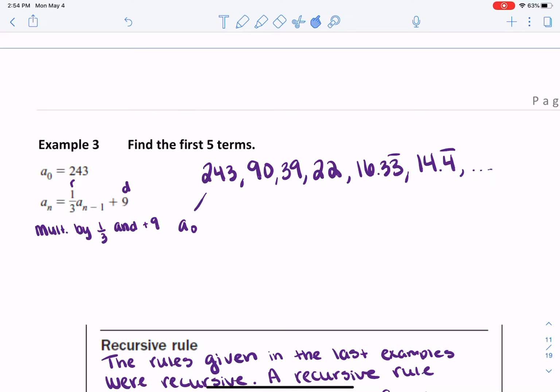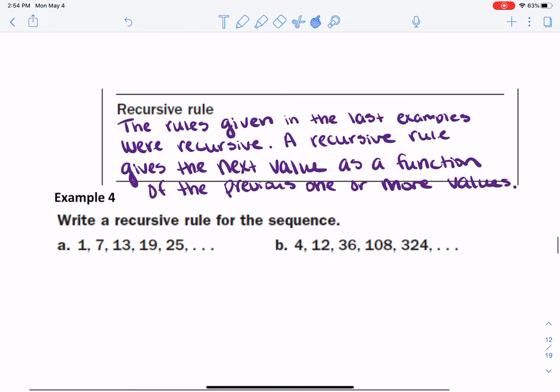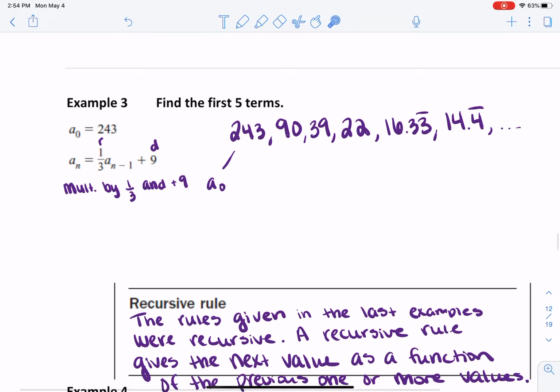So now we're going to learn how to write the rule. So recursive rules, so this says the rules given in the last examples were recursive. A recursive rule gives the next value as a function of the previous one or more values. That's the formal, kind of definition of a recursive rule. And we're going to learn how to write our own. Before, we were evaluating the rule, but now we're going to write one all by ourselves.